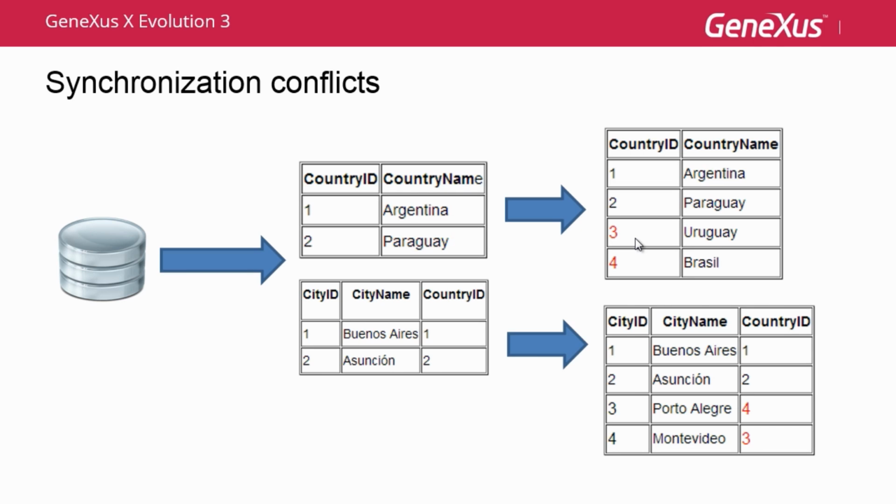Since the keys are auto-numbered, it continues adding those numbers, taking Uruguay and Brazil, and assigning the value following the last one existent. So because Argentina 1 and Paraguay 2 already existed, it'll change the ID of Uruguay to make it Uruguay 3, and the same applies to Brazil 4.